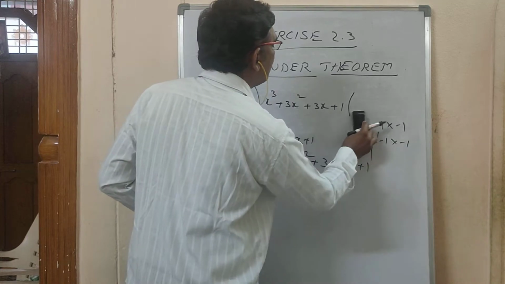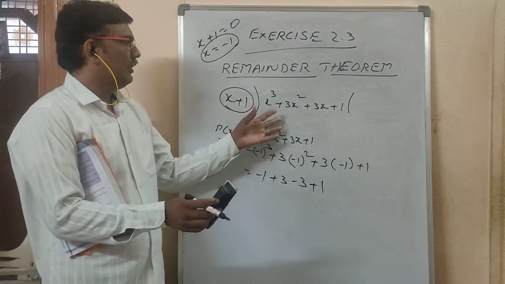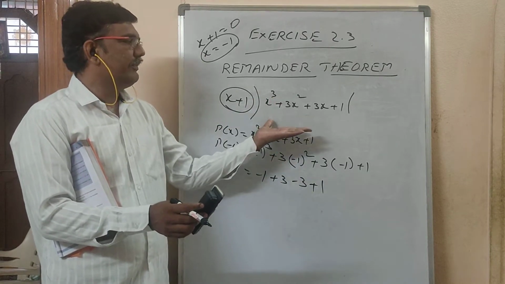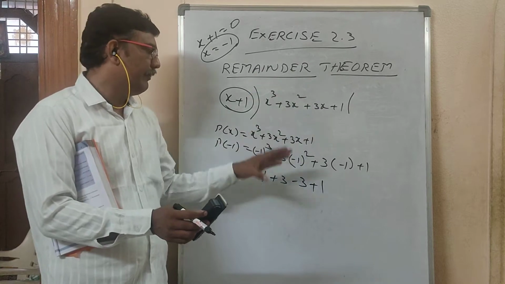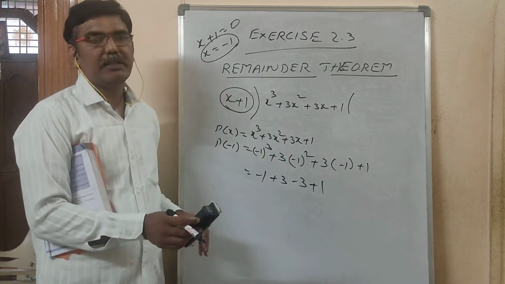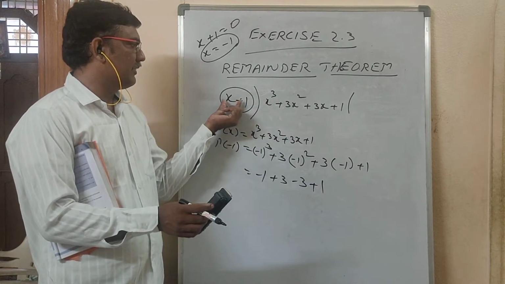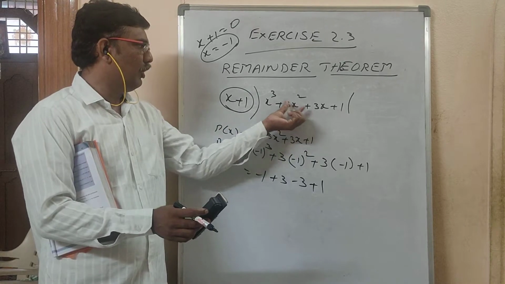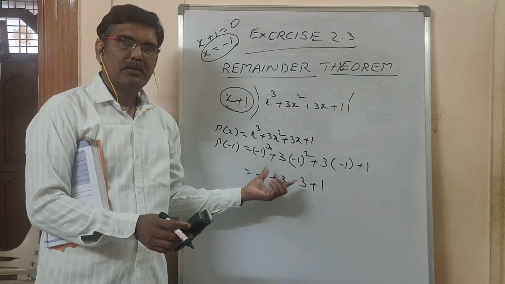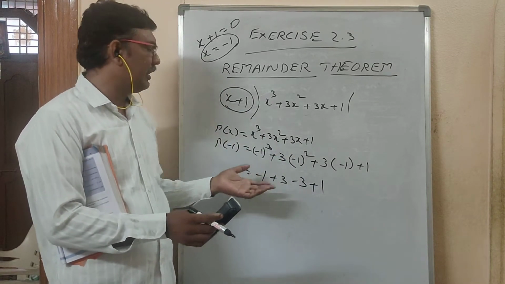So some confusion. Once again I will explain to you how you got it, we will see it later. Without division, we can find the remainder. That is what is called the remainder theorem. One polynomial is given, another polynomial is given. We divide this polynomial with this polynomial, then you will get quotient and remainder. Without division, how do you find the remainder? We are getting it now.